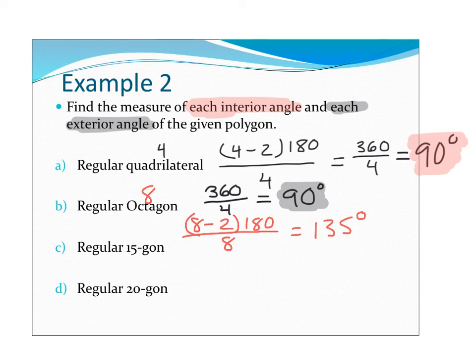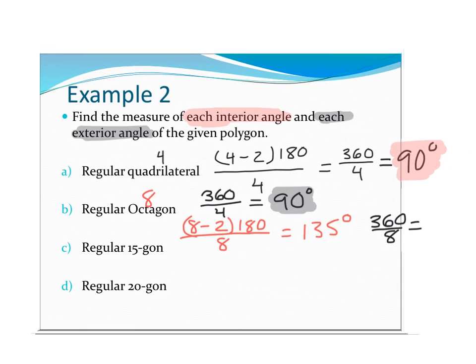How do we find the exterior angles? 360 divided by 8. So what do we get? 45. So each exterior angle of a regular octagon is going to be 45 degrees.